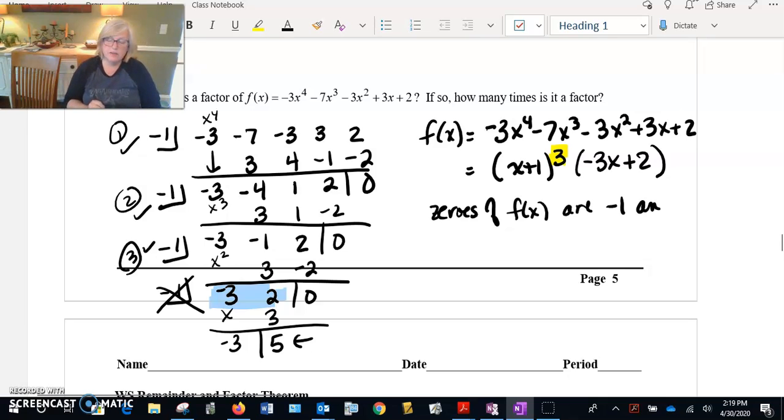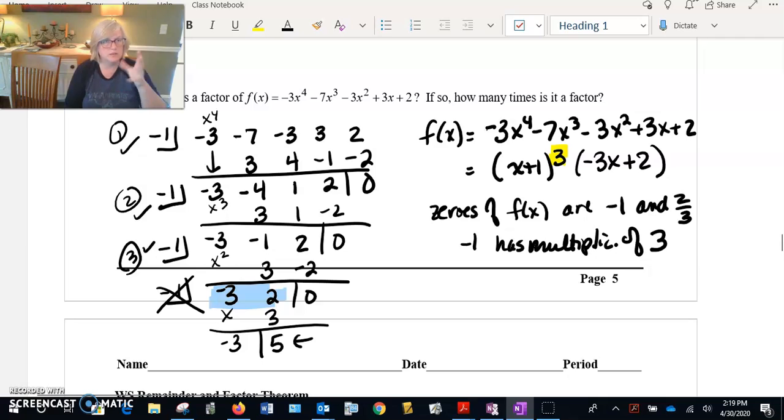And the negative 1 has a multiplicity of 3. It is a factor 3 different times on this graph that you have, which is odd. So we know that if we did a sign chart, it would change signs, but it happens to be a repeated 0 of 3 times.